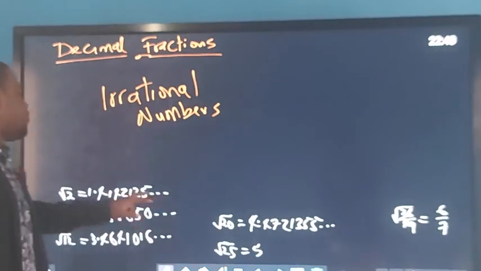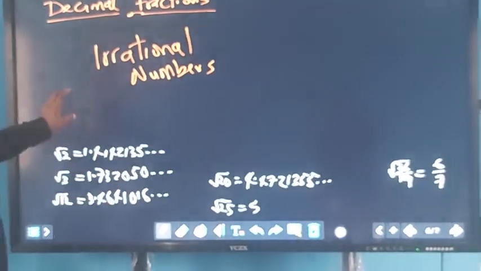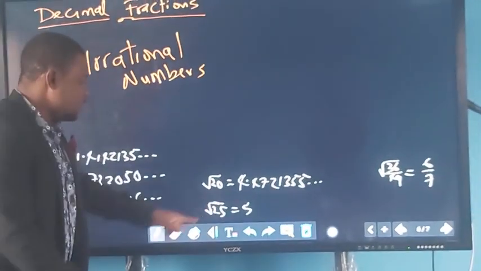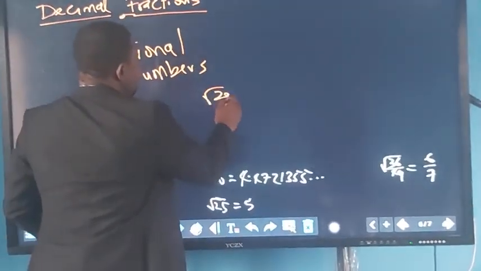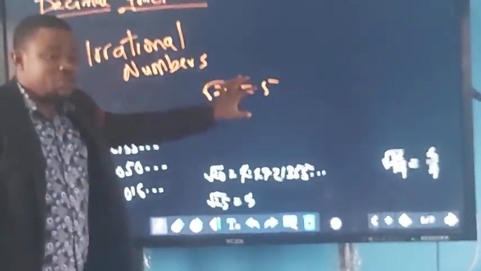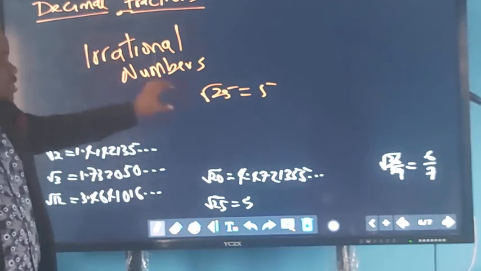Before you say every square rooted number is an irrational number, please take note: not all square rooted numbers are irrational. For example, the square root of 25 is equal to 5. In this case, this is not an irrational number, because it's giving me a whole value.